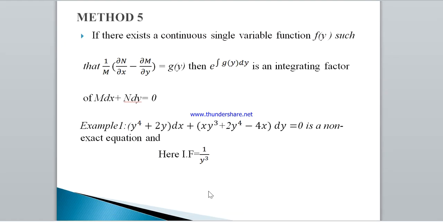So next method is method 5. In this method, we have to check the equation is non-exact and it does not belong to the homogeneous differential equation and it is not in the form of y f of xy dx plus x g of xy dy equal to 0. Then we can check the term 1 by M into dou N by dou x minus dou M by dou y equal to g of y, meaning we get a single variable function in y. Then write the integrating factor e power integral g of y dy is an integrating factor of M dx plus N dy equal to 0.